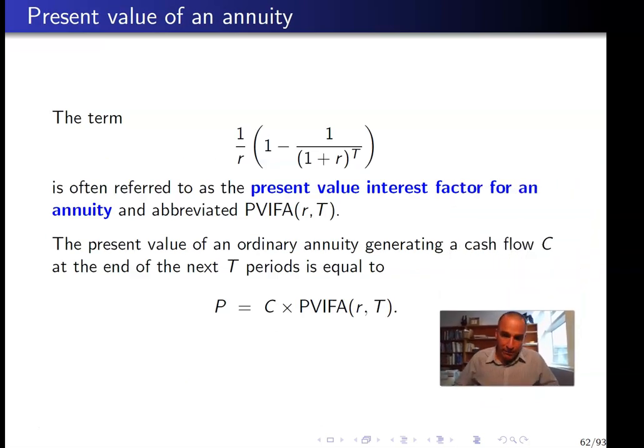This term here, without the cash flow, the term depending only on the number of periods and the discount rate, is often referred to as the present value interest factor for an annuity, PVIFA. And if the size of the cash flow is C, the present value of the annuity paying C at the end of the next T periods is C times the present value interest factor for an annuity when the interest rate is R and the number of periods is T.